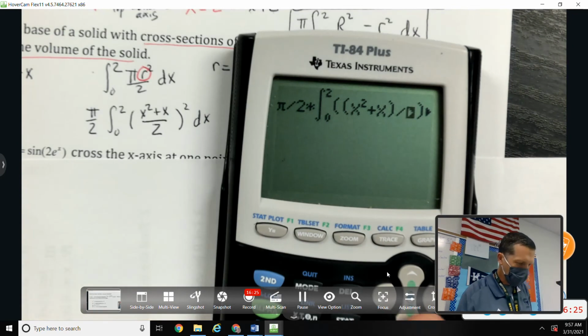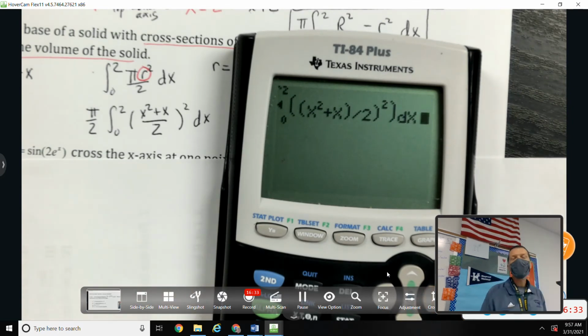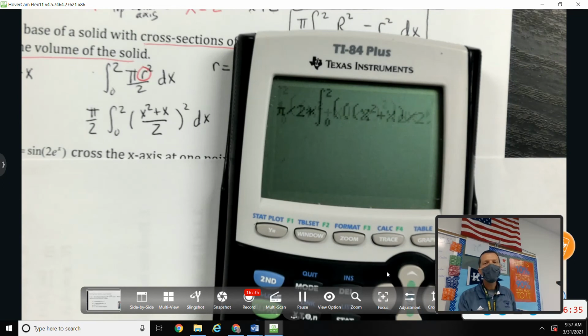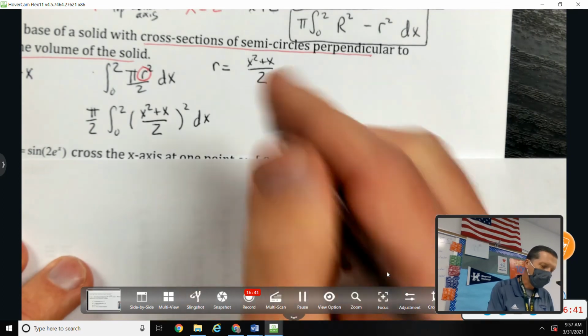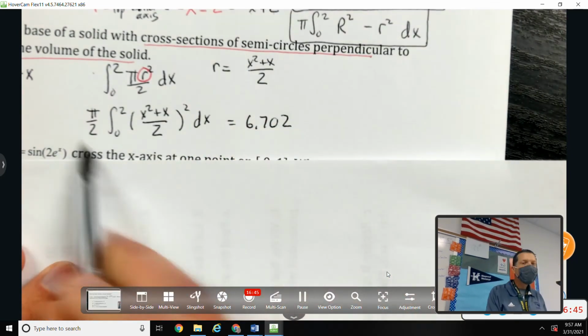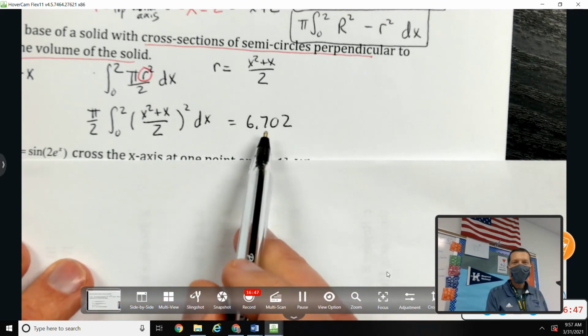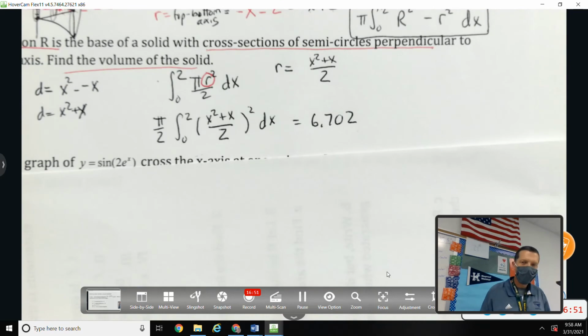Over 2, parentheses squared dx. Let's see if I got all the parentheses right. So the fraction bars do make it easier to see, but you can do it without the fraction bars. However you do it, you should land at 6.702. And obviously, if you have this clearly shown, but not the final answer, you're going to lose like 2 points, because that's not a big deal. But you do need to be able to put it in there correctly.